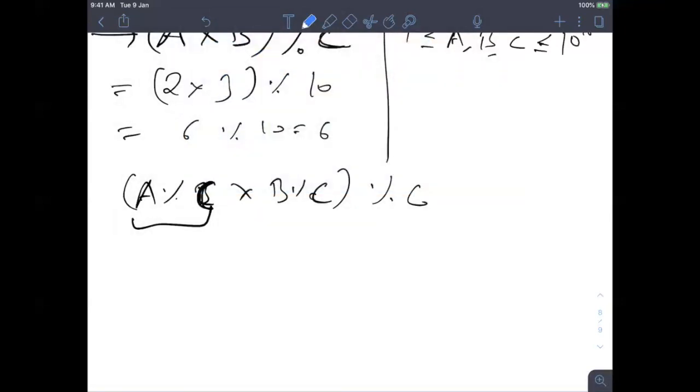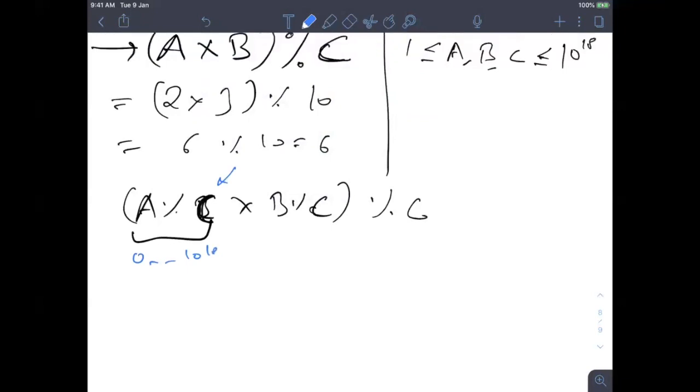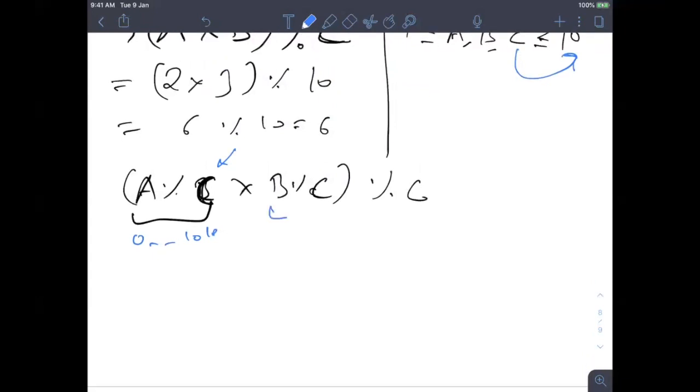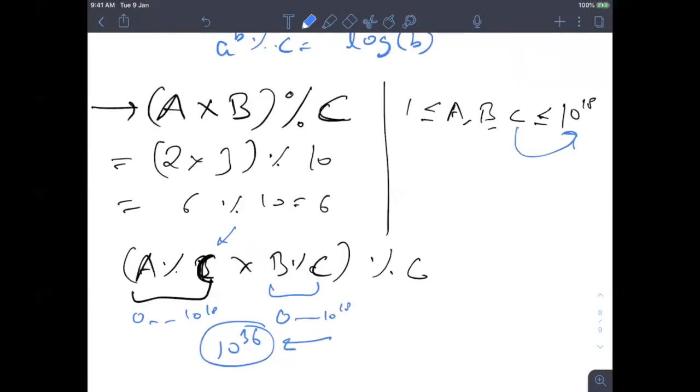So the problem is that A mod C will be of range again 0 to 10 to the power 18, because this C is also of the range 10 to the power 18, not 10 to the power 9 plus 7. If it would have been 10 to the power 9 plus 7, then you could have simply done this. It will be again 0 to 10 to the power 18. So when you multiply, it will be of order 10 to the power 36. And this number, you cannot store it anywhere. So what to do? How to solve it? It seems very simple, but it is not that simple.